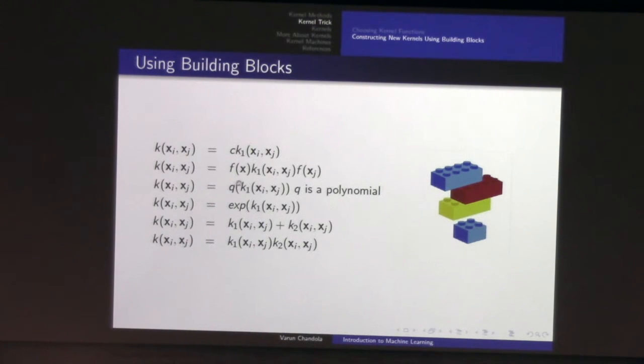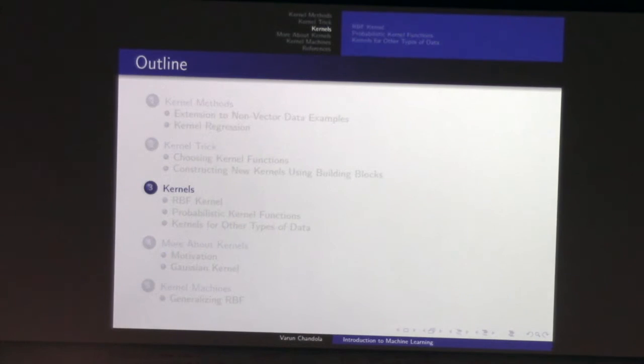You can do a version of kernel exponential. You can add two kernel functions. You can multiply them, subtract them, and they would still be valid kernel functions. All right. So that is the idea.